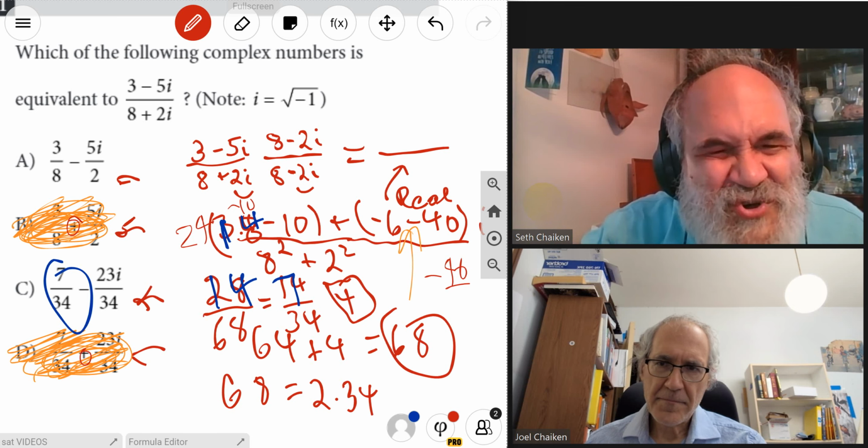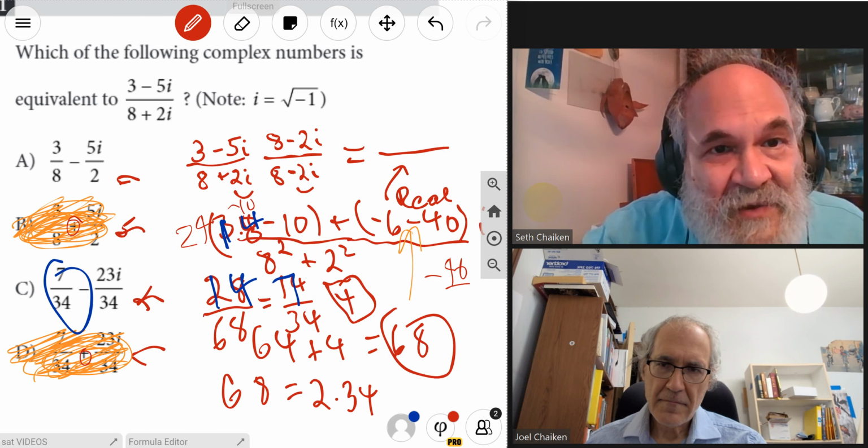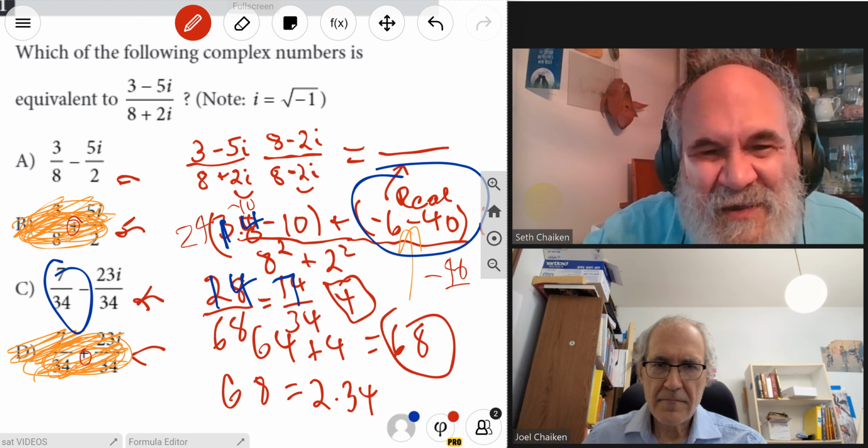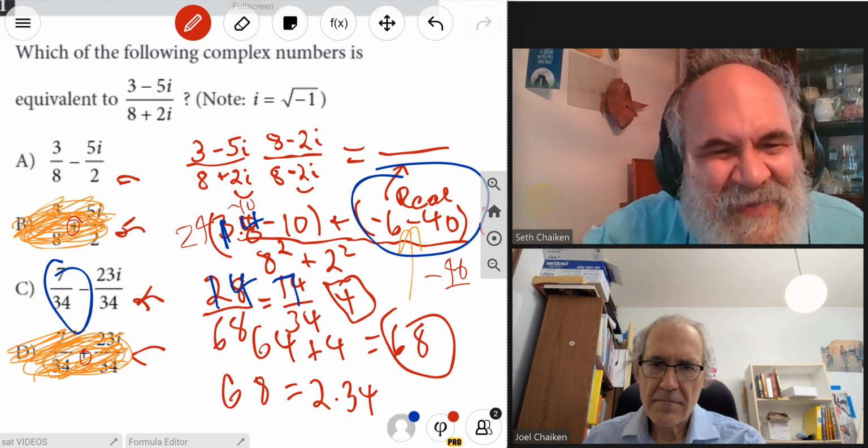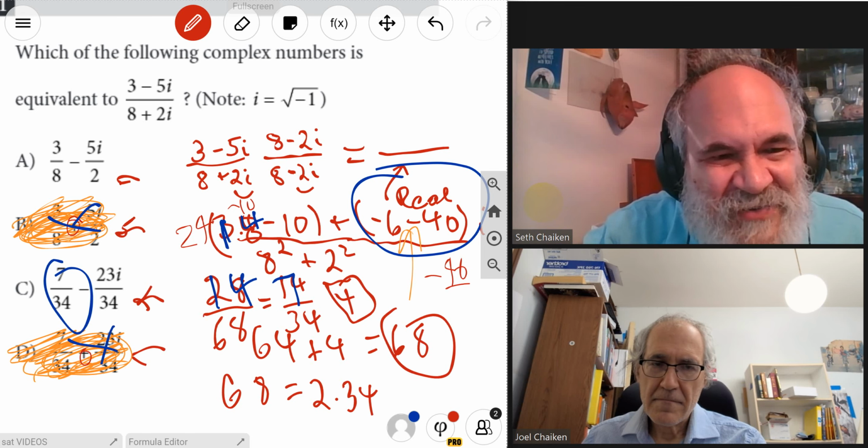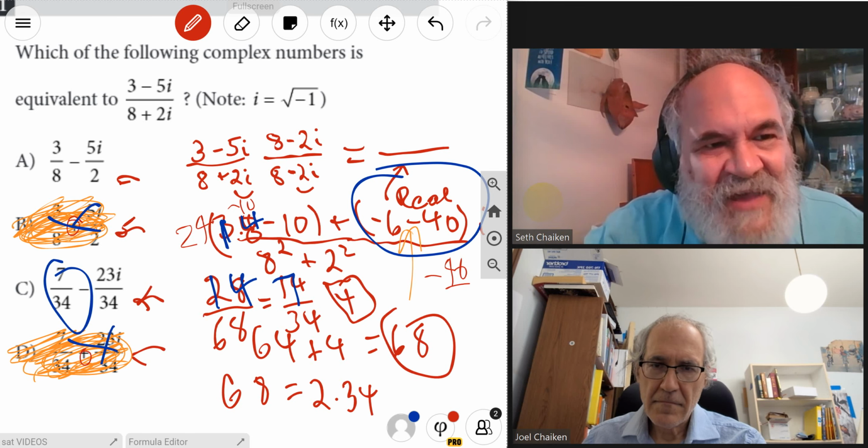Right. However, Joel really had an insight into eliminating this more quickly. He realized that the imaginary part is negative. So he said that eliminates B and D. And now the only remaining choice is the one with 34 in the denominator. And so it has to be C.